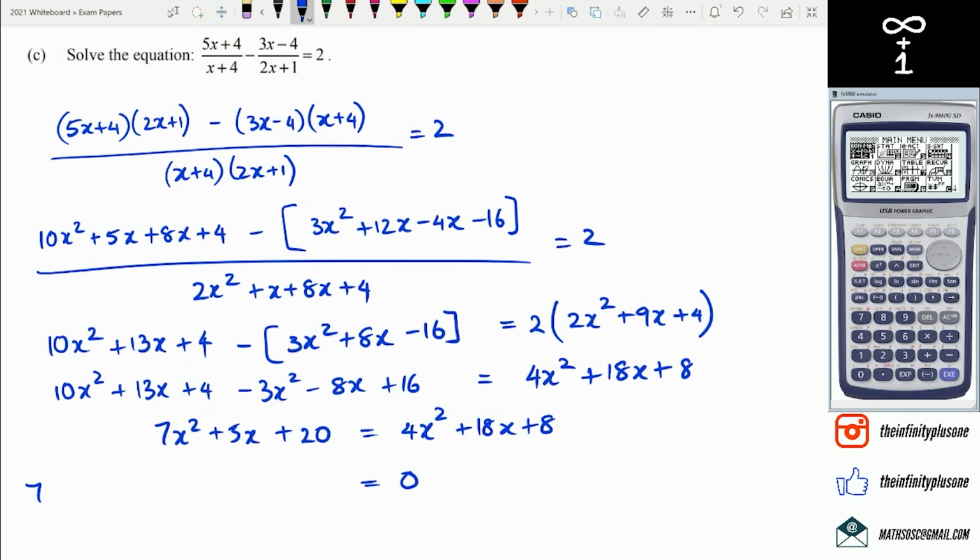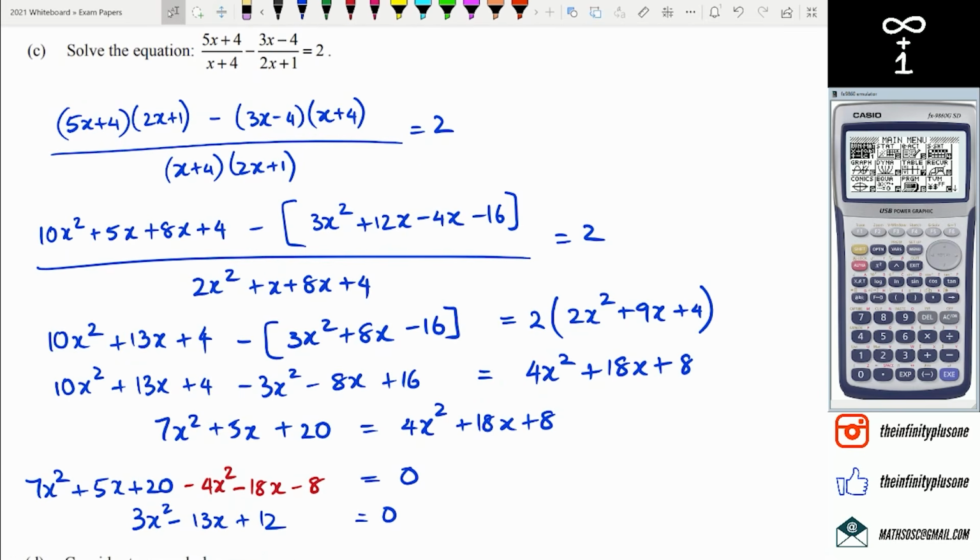Rearranging it again, I've got 7x squared plus 5x plus 20. Let's make that 20. Whoops. So it's gone a bit further, plus 20. And I've got to bring everything back, so it's minus 4x squared minus 18x minus 8. Simplifying this, I've got 3x squared minus 13x plus 12 equals 0. And I'm out of space.